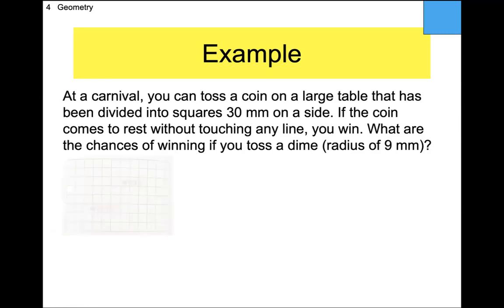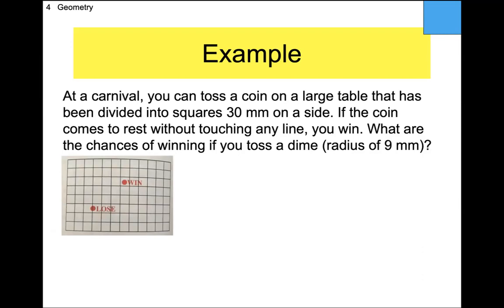Now, your book provides a picture of what this looks like. So it says you have a certain number of squares. And if you throw your coin on this table and it lands so that the red coin does not touch any black line, you win. If you touch a black line, you lose.